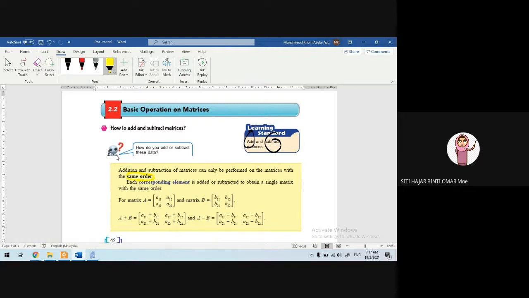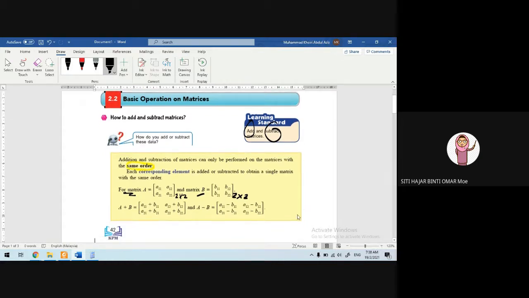Alright, take a look, for example here, matrix A. Matrix A has two rows and two columns. So the order is 2 times 2. For matrix B, also two rows and two columns. So the order is 2 by 2 also. So when they have the same order, barulah boleh tambah atau tolak.